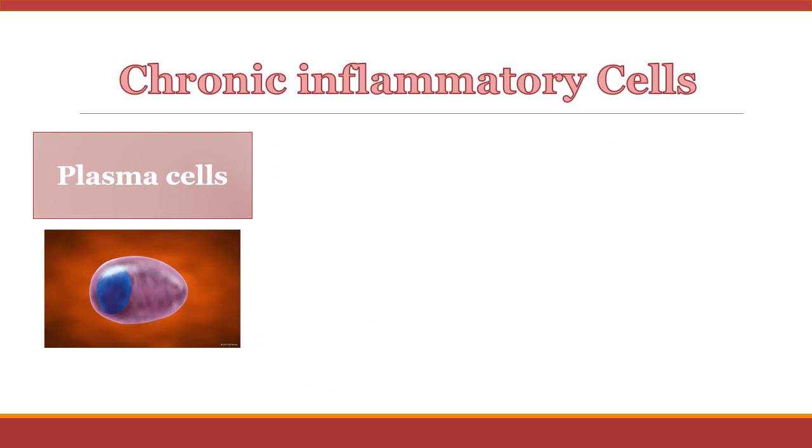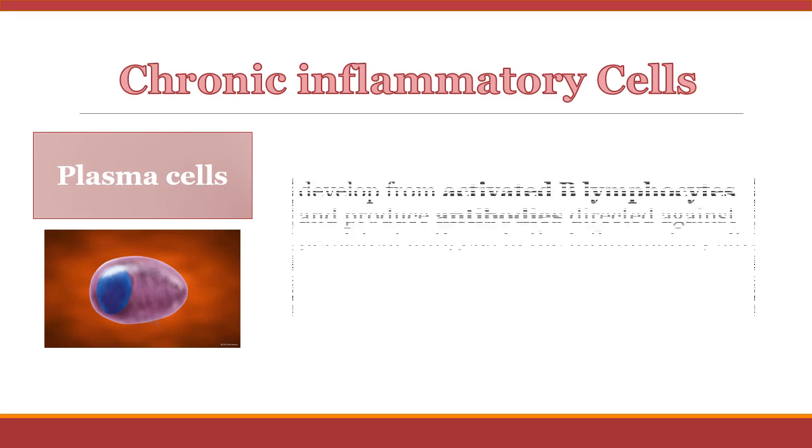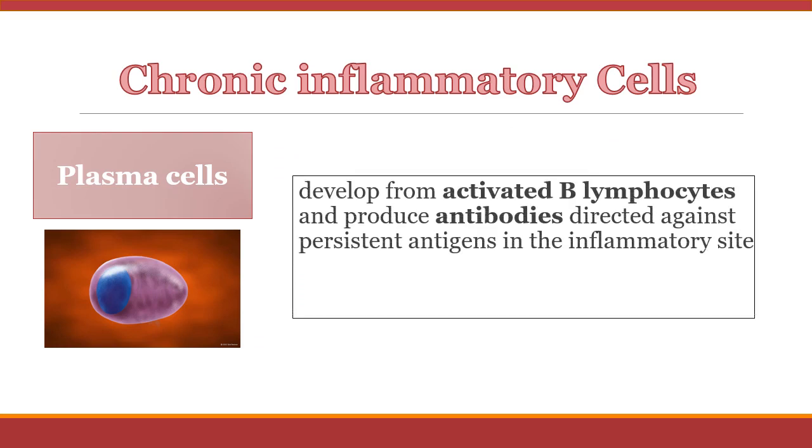The next cell that has an important role in chronic inflammation is the plasma cell. A plasma cell originates from activated B lymphocytes. When B lymphocytes become active, they transform into plasma cells and they produce antibodies. These antibodies will be directed against the antigens that are present in the inflammatory site. So an antigen-antibody reaction will happen. Sometimes this will fix the complement and will lead to attraction of phagocytic cells or inflammatory cells.